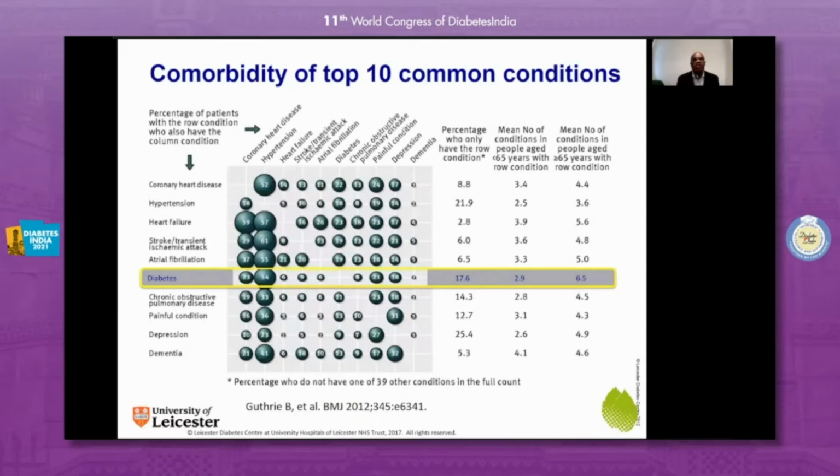For patients over the age of 65, they will have a median of 6.5 other conditions in addition to diabetes. And those under the age of 65 will have a median of 2.9 other conditions in addition to diabetes. And so if you're a primary care healthcare professional facing these patients with all these conditions, thinking about all these guidelines makes it very complex indeed for you to follow.